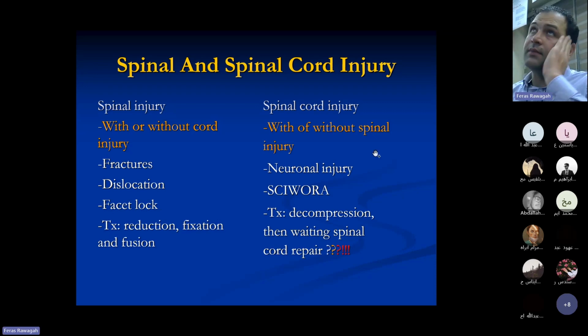This is another example. Another example is ischemia, for example, if there is thromboembolism of the spinal artery. Another example is polio. So there can be spinal injury and spinal cord injury either coming together or one of them separately.